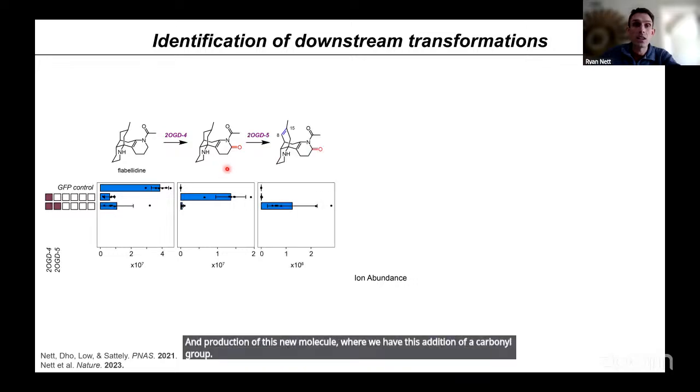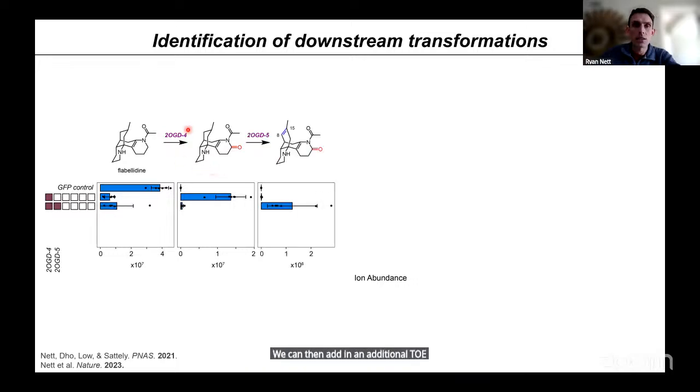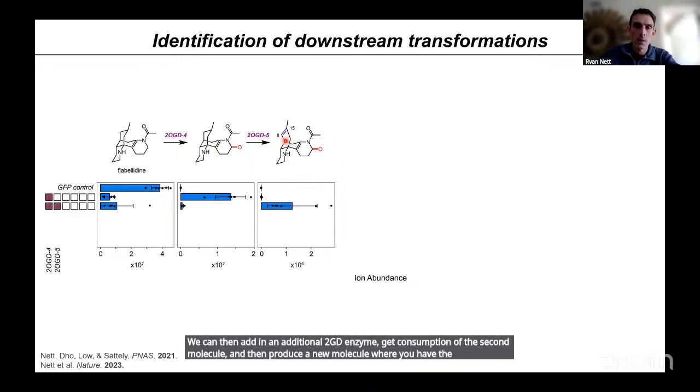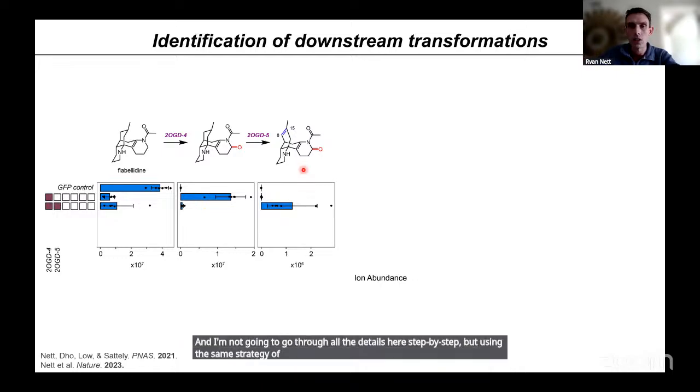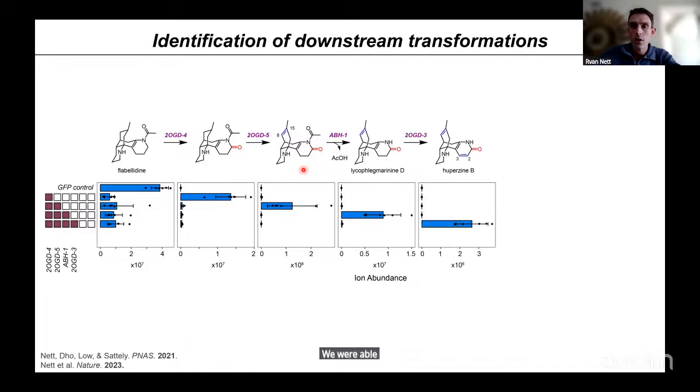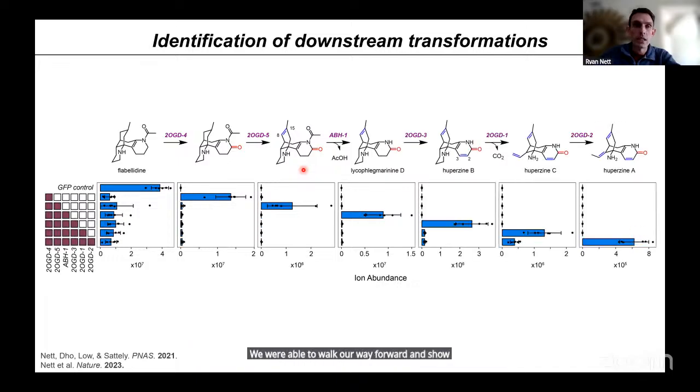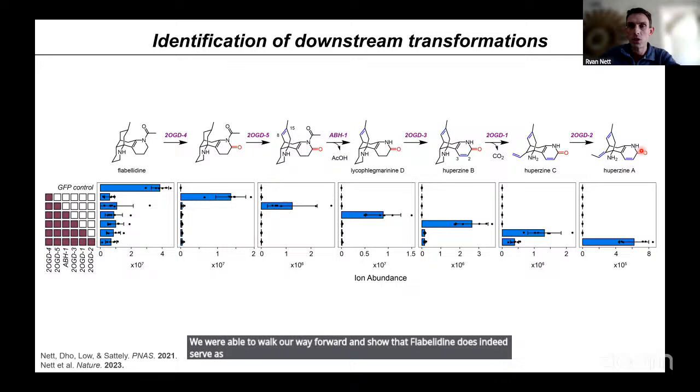We can then add in an additional 2-OGD enzyme, get consumption of the second molecule, and then produce a new molecule where we have the installation of this double bond that I'm showing you here. And I'm not going to go through all the details here step by step, but using the same strategy of testing highly correlating genes, we were able to walk our way forward and show that flabelladine does indeed serve as a precursor to huperzine A, and that we had the minimal set of enzymes to convert this molecule into huperzine A.